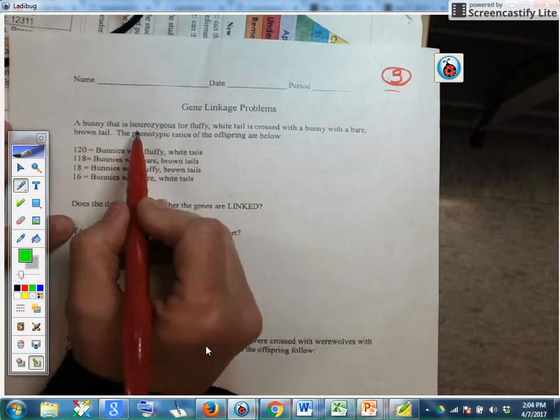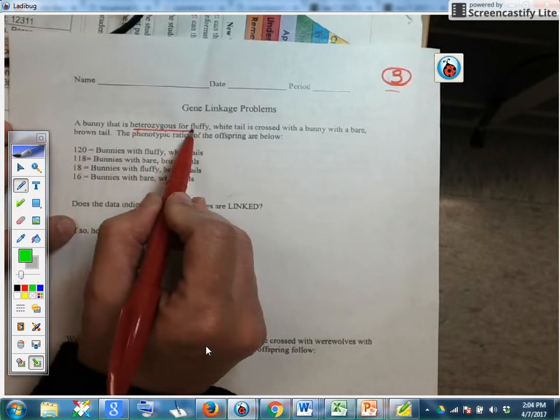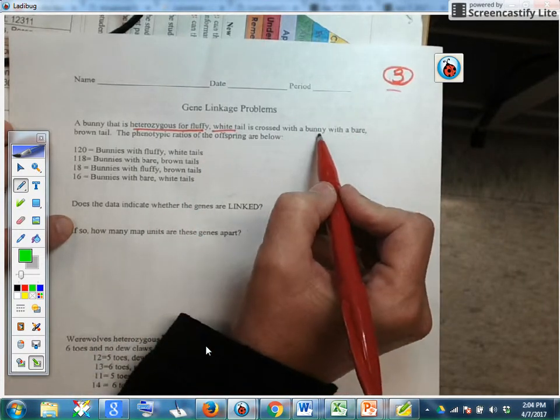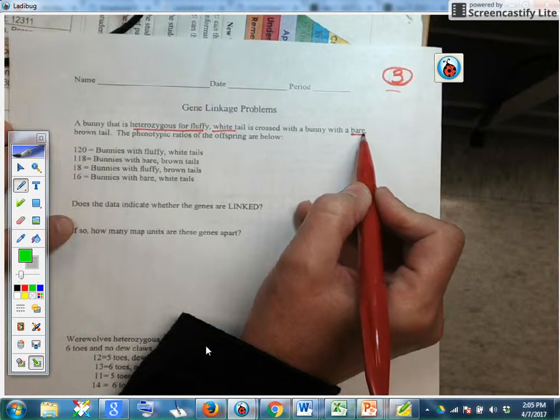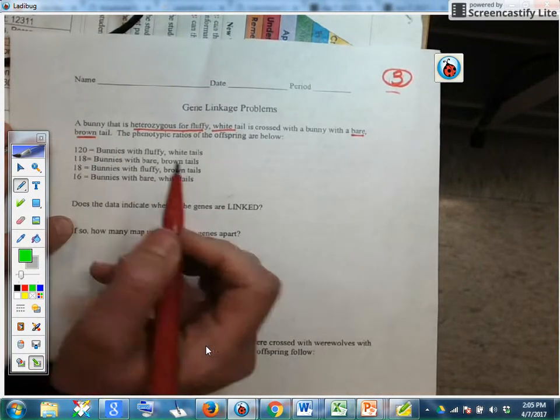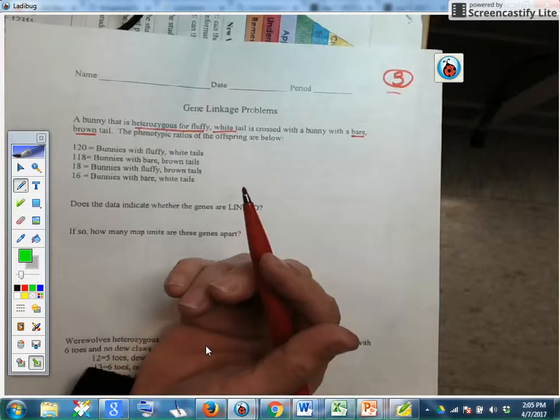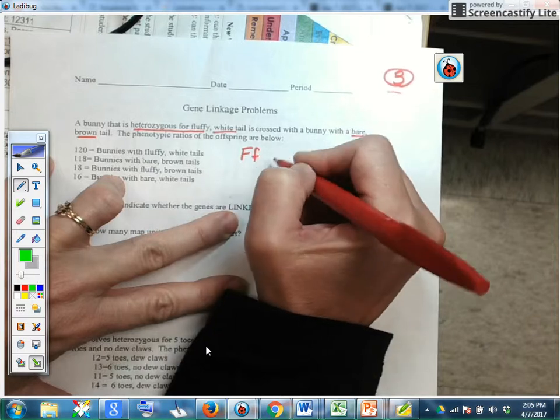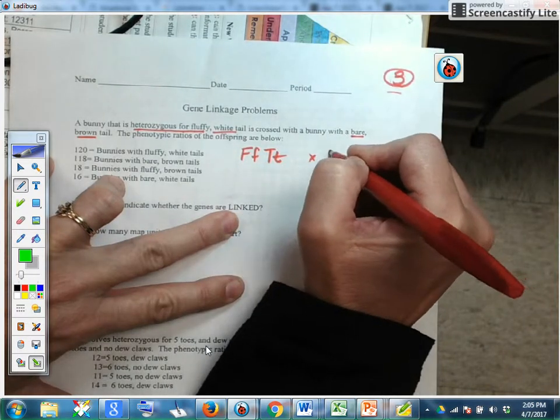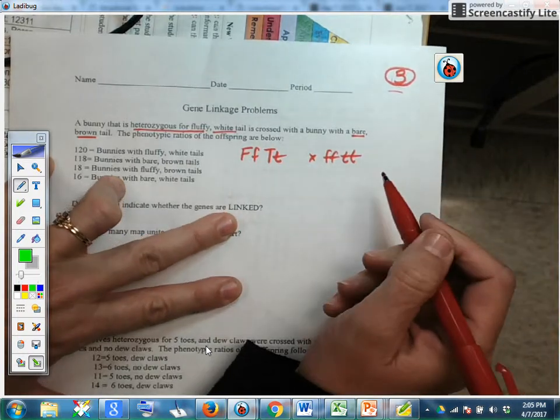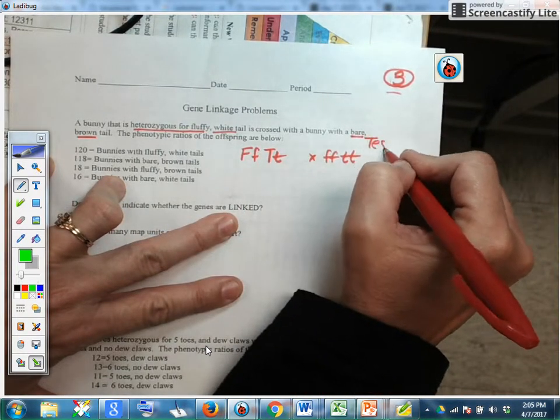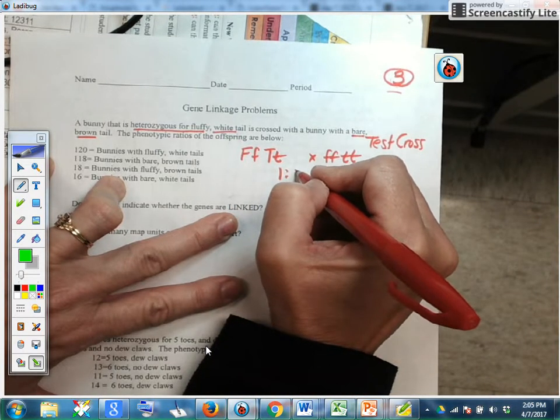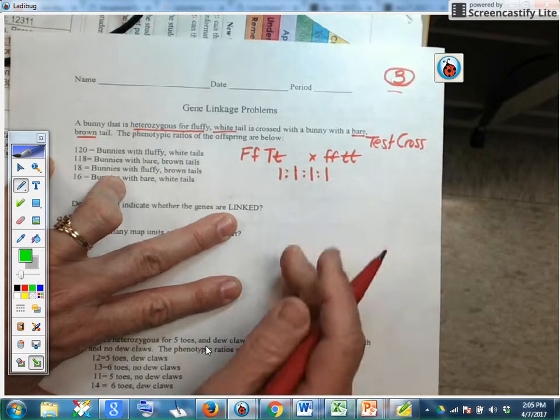So here we do a test cross, and we have bunnies that are heterozygous for fluffy white tail crossed with a homozygous recessive bare tail, brown tail bunny. Ooh, that must be ugly. Anyway, we do the cross, and that cross was big, little, crossed with little, little. And we know that this is a test cross. And in this particular test cross, we expect a 1 to 1 to 1 to 1 ratio.